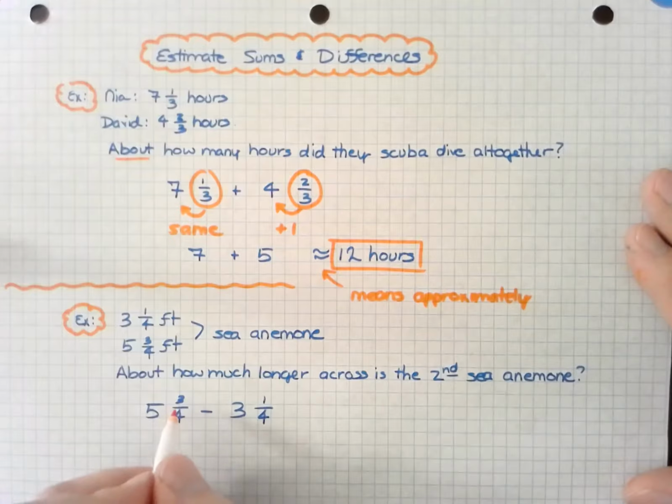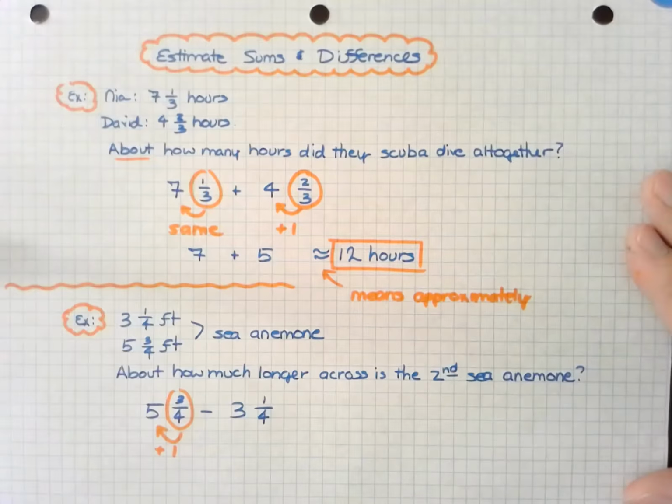If I look at my fraction again, 3/4, 3 is more than halfway, or half of 4, and so that means I'm going to add 1 to 5. And 1/4 is less than half of 4, and therefore I'm going to keep 3 the same. And so that would be 6 minus 3 is equal to 3 feet.